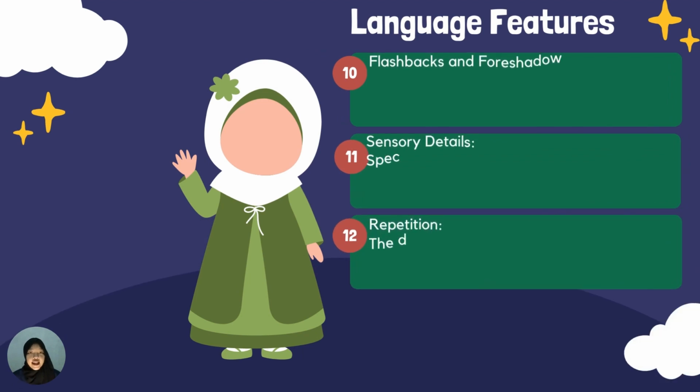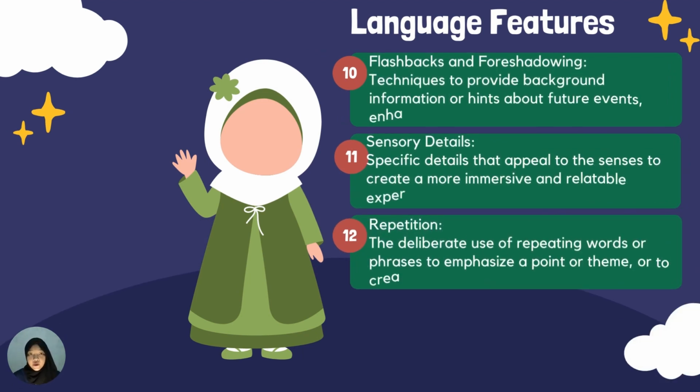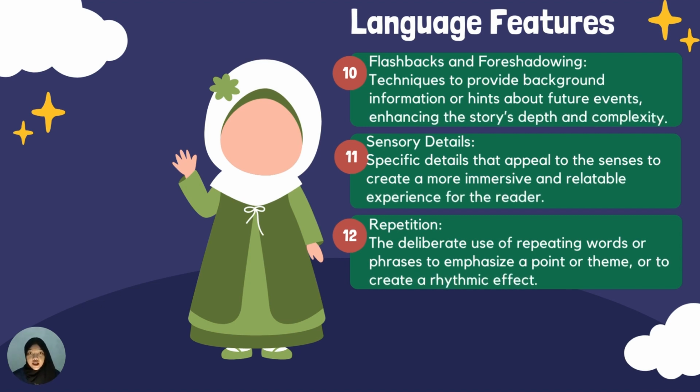And ten is flashback and foreshadowing, techniques to provide background information or hints about future events, enhancing the story's depth and complexity. And eleven is sensory details, specific details that appeal to the sense to create a more immersive and relatable experience for the reader. And the last is repetition, the deliberate use of repeating words or phrases to emphasize a point or theme, or to create a rhythmic effect.